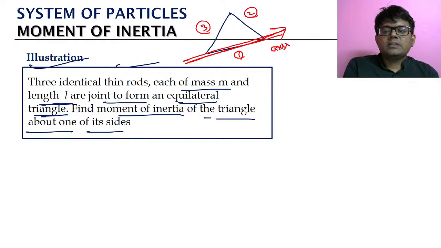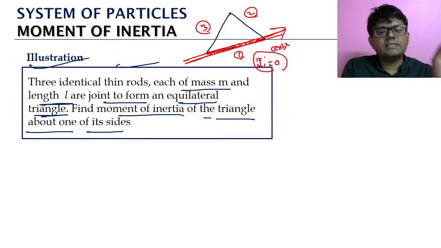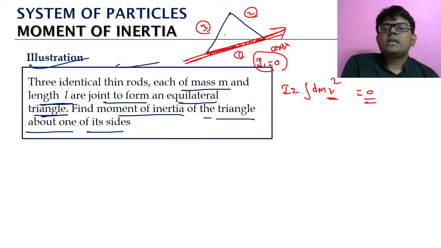Each and every part of rod 1 is on the axis. We have already seen in the result, if a particle is on the axis, what is its moment of inertia? 0. So in the case of rod 1, the moment of inertia will be 0, because each and every part of that rod is on the axis. So I is the integral of dm into r square, and r is 0 for each and every particle. So I will be equal to 0.